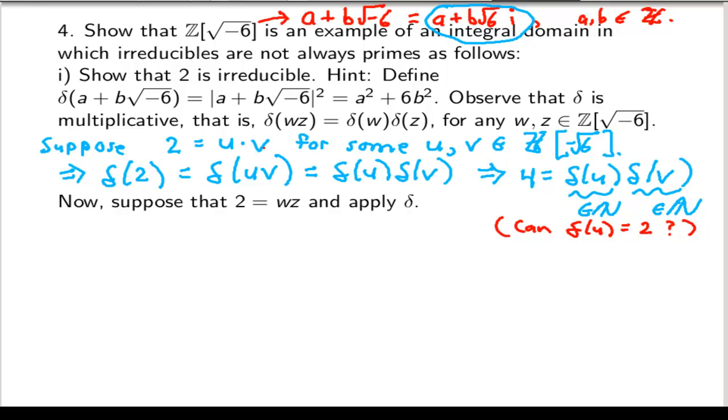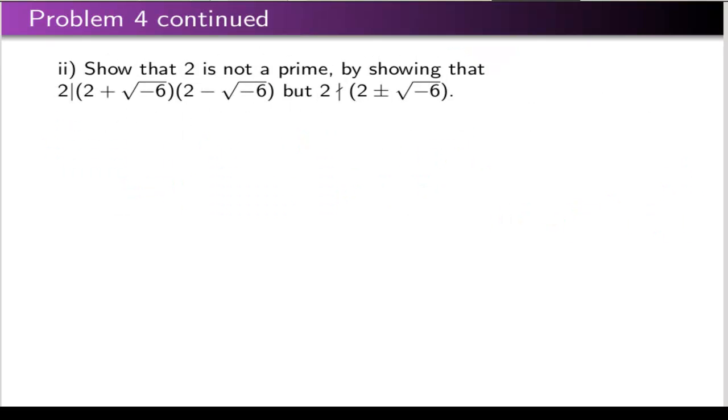And then the second part, well, okay, no, this is the hint here. So I'm getting ahead of the game. Suppose 2 is this. It applies delta. All right. So I'm just redoing the hint I already stated in the problem. Problem 4, continued. Show that 2 is not a prime by showing that 2 is a factor of this product, but not a factor of either one of these two pieces.